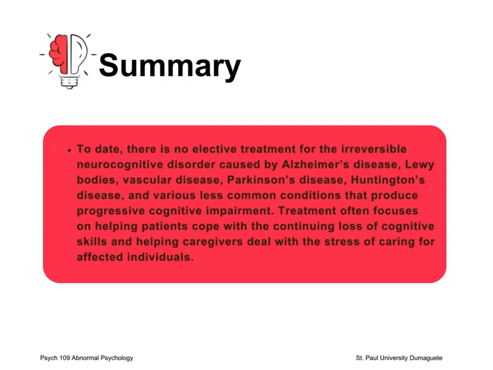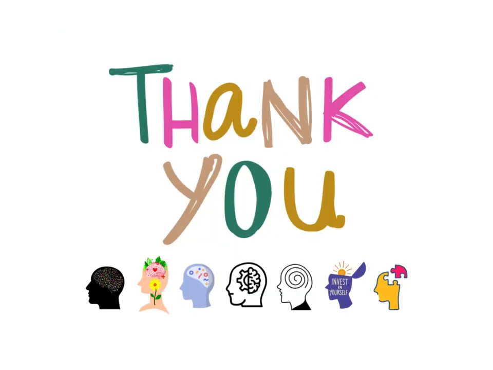And then in summary, to date, there is no effective treatment for irreversible neurocognitive disorder caused by Alzheimer's disease, Lewy bodies, vascular disease, Parkinson's disease, Huntington's disease, and various less common conditions that produce progressive cognitive impairment. Treatment often focuses on helping patients cope with the continuing loss of cognitive skills and helping caregivers deal with the stress of caring for affected individuals.